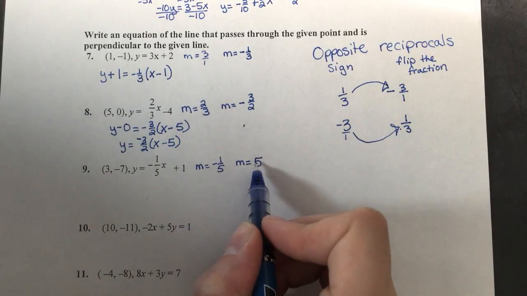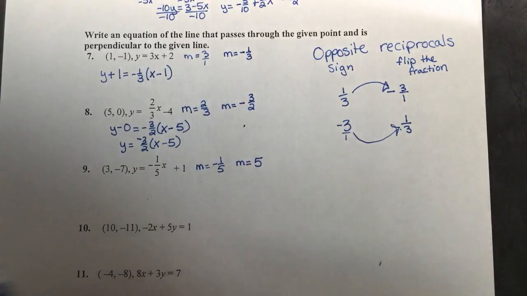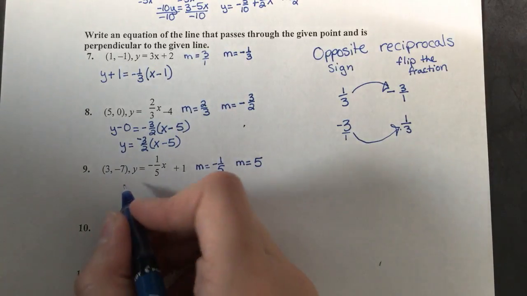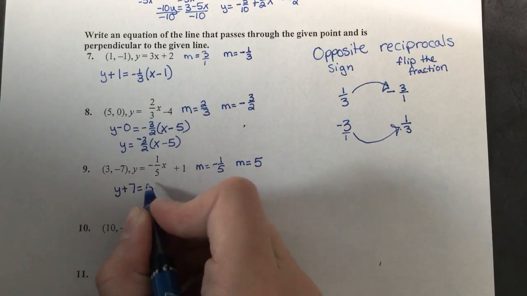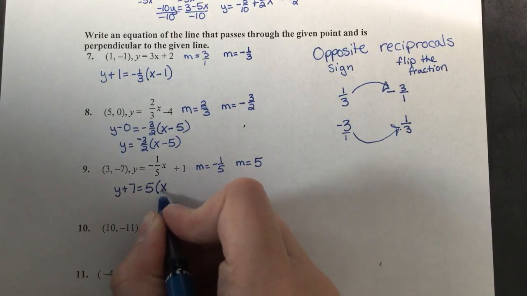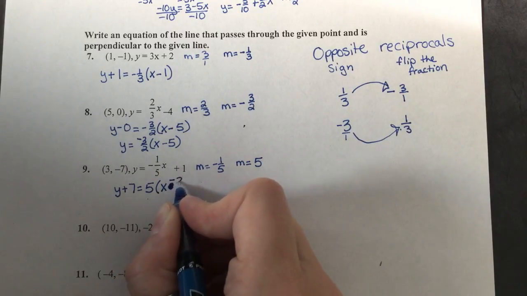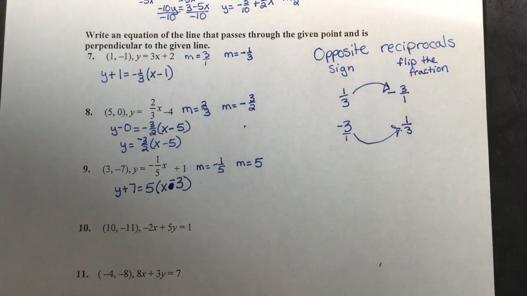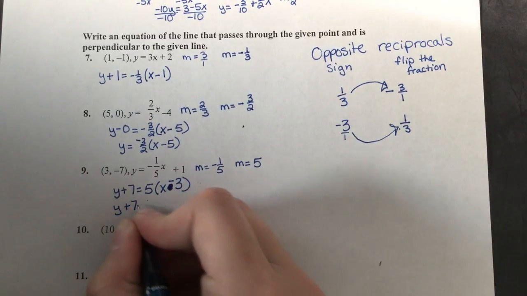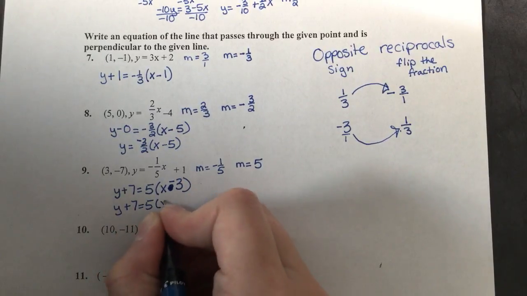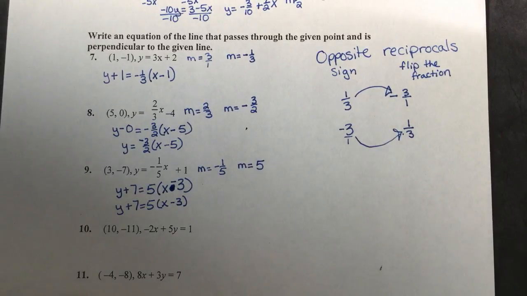Opposite of negative is positive. Flipping the fraction, we get 5/1. 5/1 is just 5. We have a slope and a point. Y plus 7 equals 5 times x plus, oops, I messed up, minus 3. Y plus 7 equals 5 times x minus 3. Careful that the equation is minus, not positive.